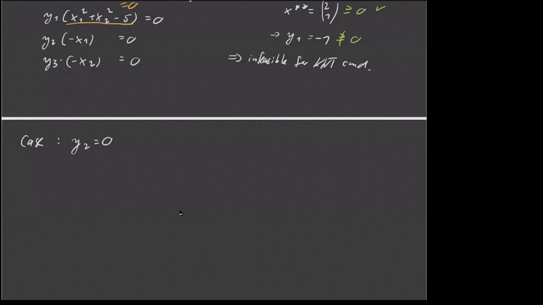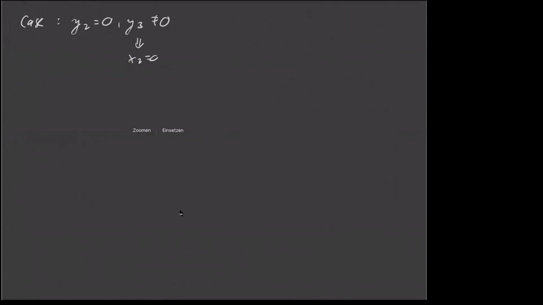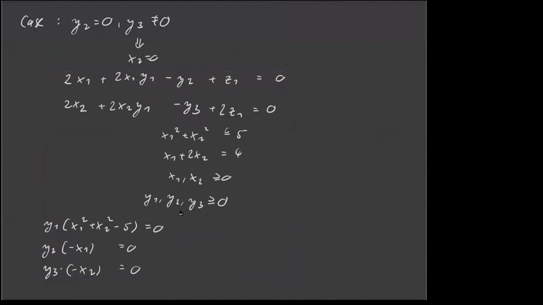One possible case is y2 is 0 and y3 is not. y3 not being 0 immediately implies that x2 has to be 0. Right? Remember the KKT system? It looks like this. If y3 is not 0, then x2 has to be 0. And again, we can just eliminate things here. So y2 is 0, x2 is 0. So this here vanishes. This here vanishes. This here vanishes. This vanishes as well.